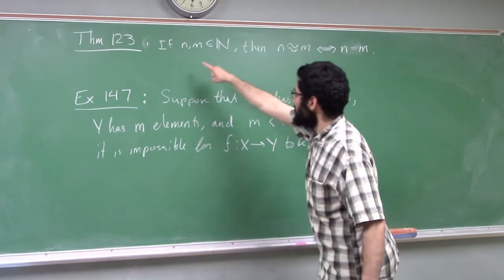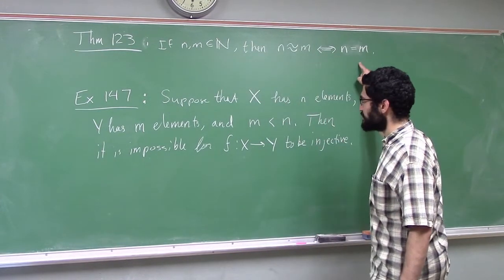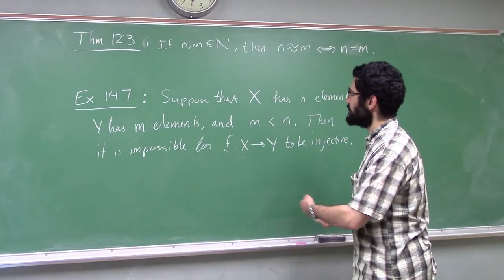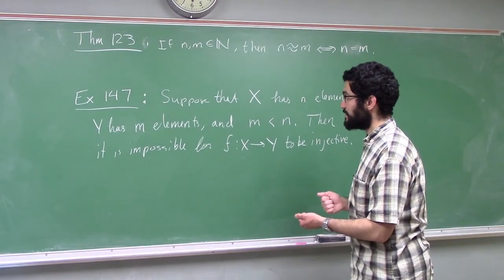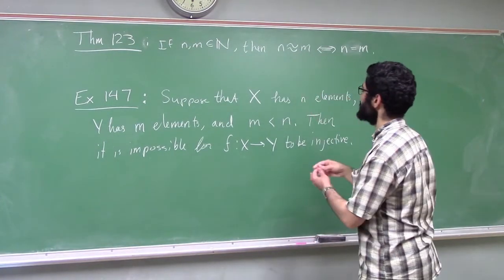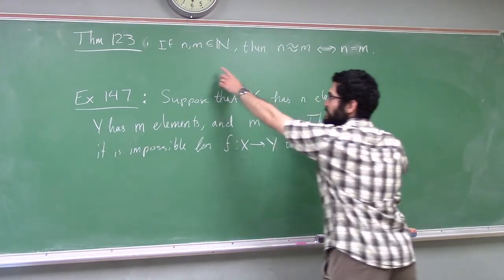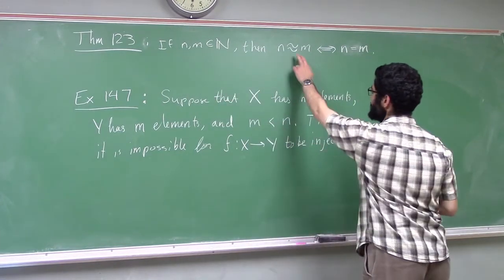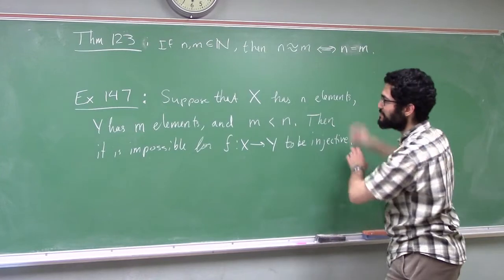If two natural numbers have the same cardinality, then they're equal. But the idea of cardinality, the idea of there being a bijection from one set to another, is a lot more general than the idea of equality. That's why it's a different symbol. So don't just look at this part. This is a theorem about natural numbers. It's not telling you that wiggly equals is always the same as equals.